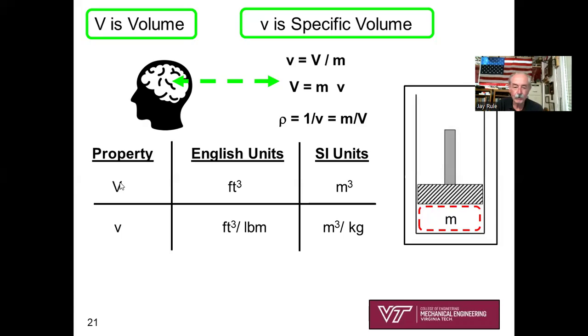English units for the extensive property volume, cubic feet. SI units, cubic meters. Obvious. Little v, English, cubic feet per pound mass. SI units, cubic meters per kilogram.